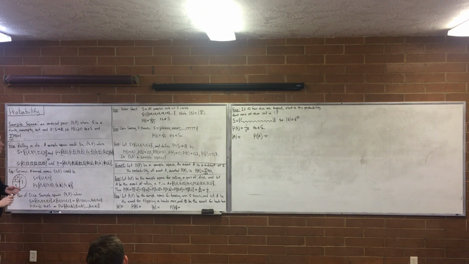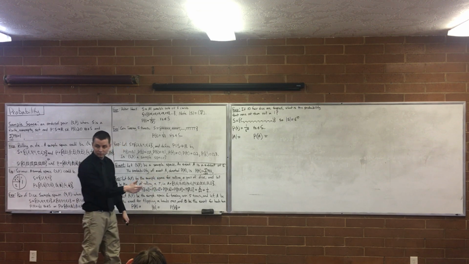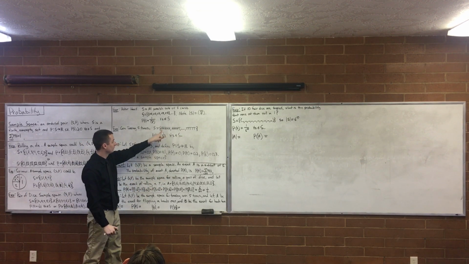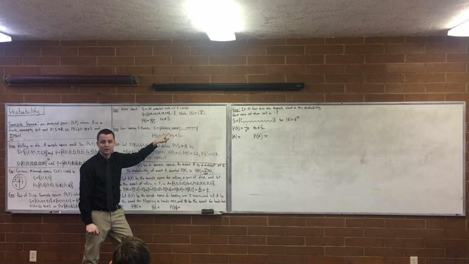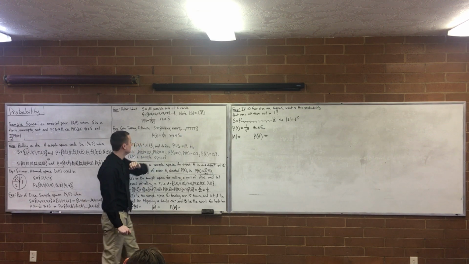All right, let's do another one. Let's say that we were talking about tossing a coin 5 times. Our sample space could be all the possible outcomes. We could have gotten heads, heads, heads, heads, heads, or heads, heads, heads, heads, tails, or all the way down to tails, tails, tails, tails, tails. Okay?